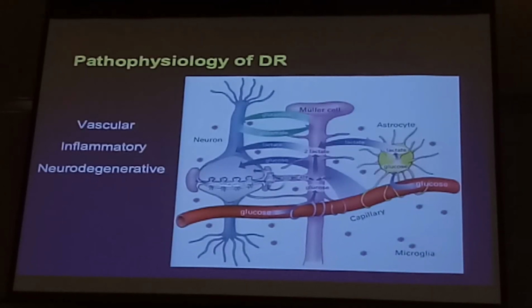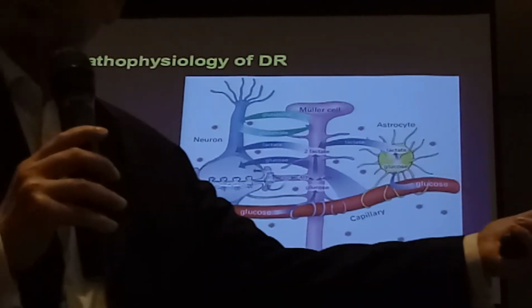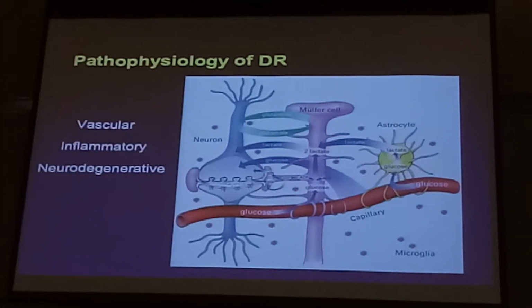So what is the underlying pathophysiology of diabetes? There are actually three mechanisms. Right? So one is vascular or vasogenic, which is thought to be mediated by VEGF. Vascular endothelial growth factor causes vasopermeability, so leakage, and it causes angiogenesis, which is proliferation. So it's very neat, isn't it? Diabetic retinopathy is largely mediated by VEGF, vascular endothelial growth factor.